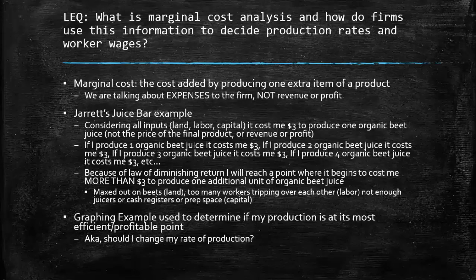I might need to hire more laborers, or I might need to acquire more land, or get a bigger building, or high quality juicers, or a bigger refrigerator, or something like that. Marginal cost is basically trying to tell us at which rate of production we should work. So let's take a look at a graphing example.